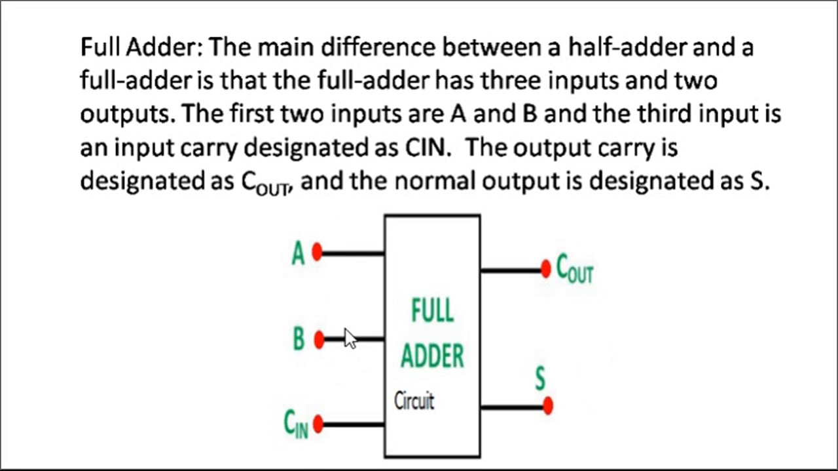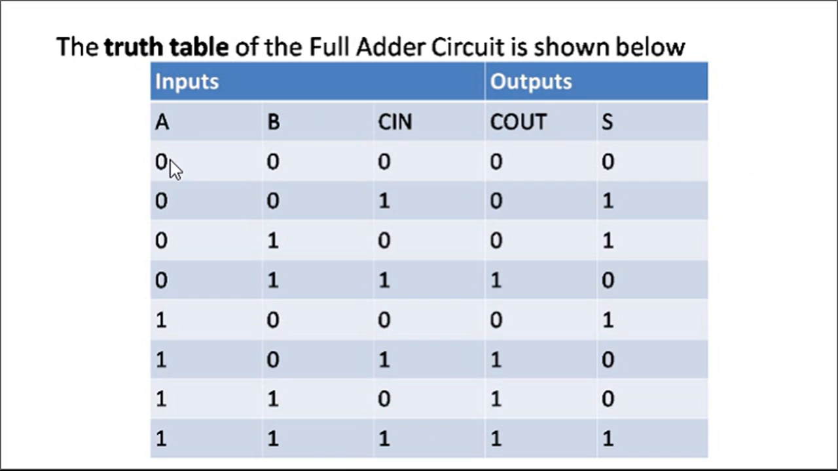A, B, Cin are the 3 inputs. Now the same logic can be applied. 0, 0, 0: apply the same rule. 0 plus 0, sum is 0, carry is 0. Again this sum 0 plus Cin value 0, so both are 0. These are the representation of 3 variables, from 0, 0, 0 to the last one, 1, 1, 1. So in total we can mark 0 to 7.